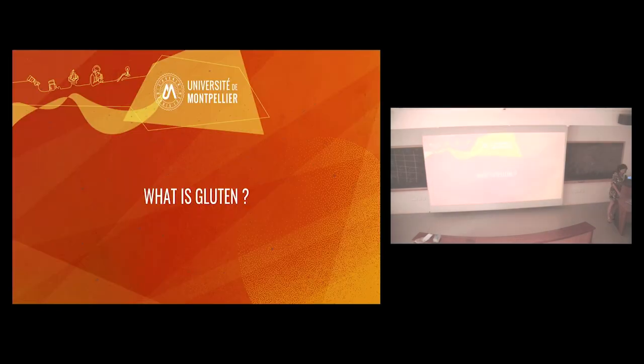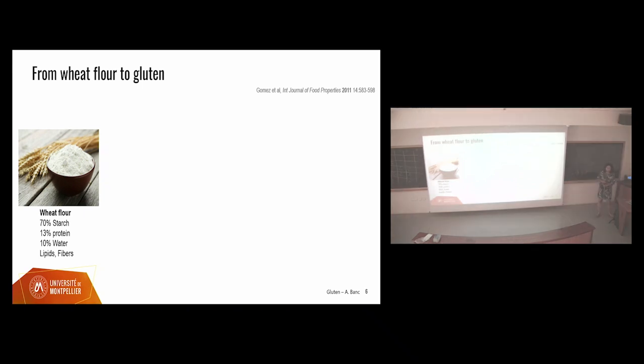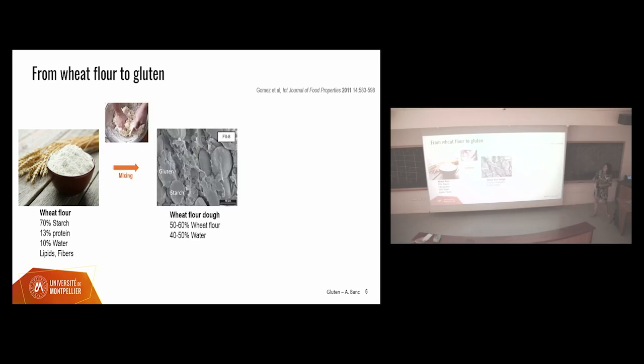What is gluten? Everybody knows gluten, but you do not necessarily know how to get it. It's quite easy. You take a flour. So in your flour, you have about 70% starch, 13% protein, 10% water. You mix it with water. You make a dough with about 50% water. This is a kind of structure that you can observe by electron microscopy. You can identify the starch granule and in between the gluten matrix.